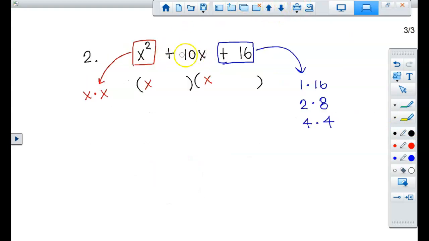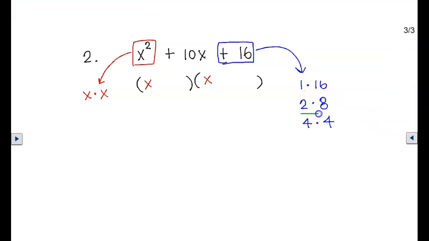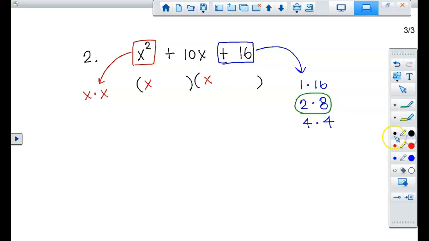So notice here we want a positive 10x in the middle. So when you look at these combinations that you wrote down over here, which one of those seems most likely to give you the positive 10? Well, if we look at all three pairs of numbers, that 2 times 8 looks like the pair that would be most likely to give you 10x in the middle. So let's make a guess and try this one out.